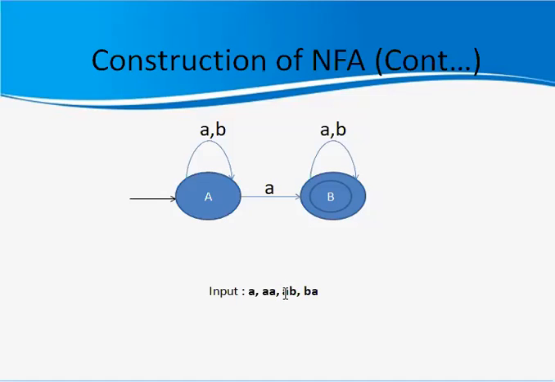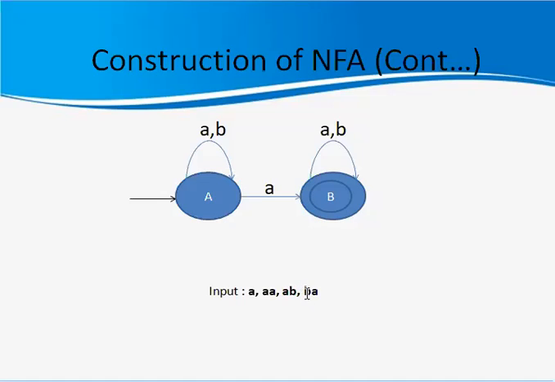Now we will check for the input a, b. From initial state A on input a, our next state will be A or B. Suppose we are taking from initial state A on input small a, the next state will be B. Then on input b from state B, our next state will be B itself. So B is a final state and our string ab will be accepted.